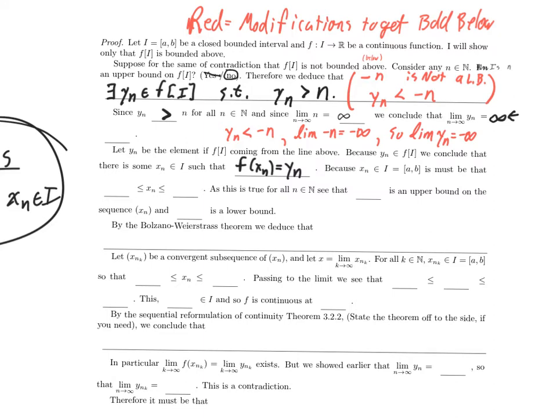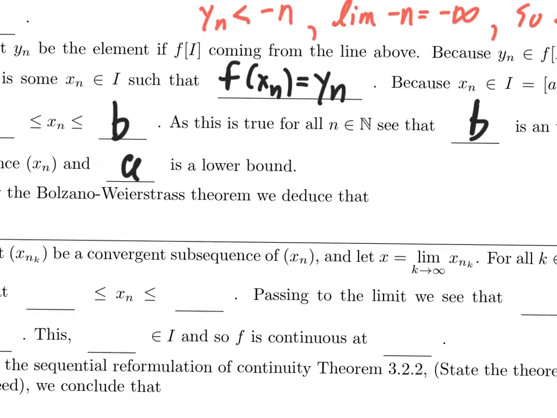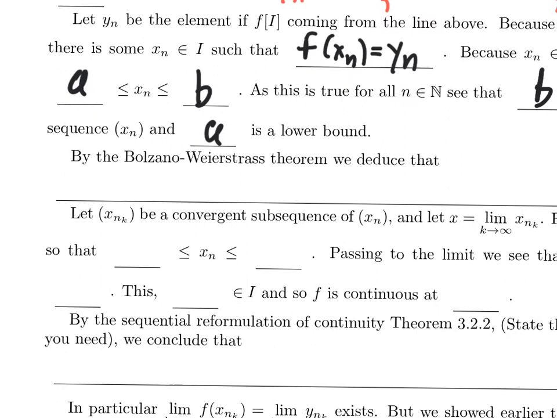So let's study that x sub n now. That x sub n is in I, which is the closed interval from a to b. So that means x sub n must be between a and b. It must be that a is less than or equal to x sub n is less than or equal to b. Since this is true for every natural number n, I see that b is an upper bound for the sequence x sub n. a is a lower bound. So this sequence is bounded. I can apply the Bolzano-Weierstrass theorem. The Bolzano-Weierstrass theorem says that every sequence which is bounded above and bounded below, so every sequence that's just bounded, has a convergent subsequence.